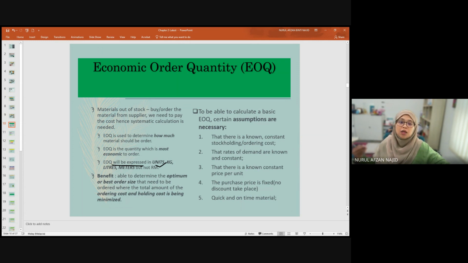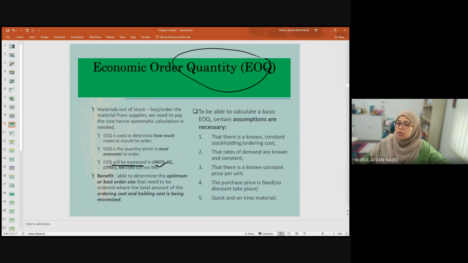Okay, jangan nanti jawab EOQ dalam bentuk RM. Tak boleh, jawapan dia salah. Nama pun quantity. Okay, so bila quantity, you need to answer it in quantitative measurement. So kalau material tu dalam quantitative measurement of kg, jawab dalam kg. If meter, jawab dalam meter. Some sort of like that. Okay, nanti it depend on the soalan. Nanti kita kejap lagi, at the end of the session, kita akan tengok soalan.